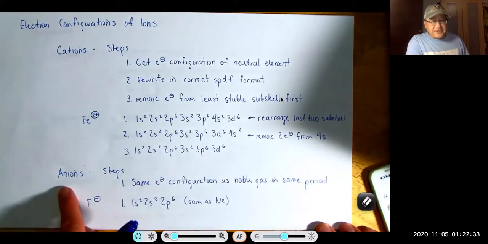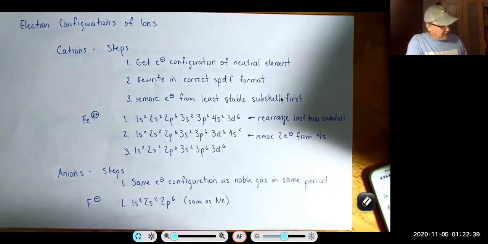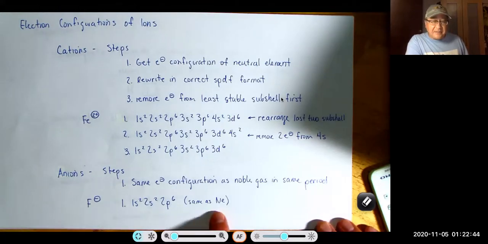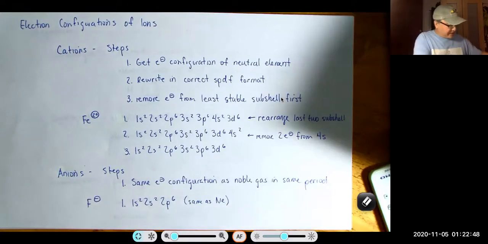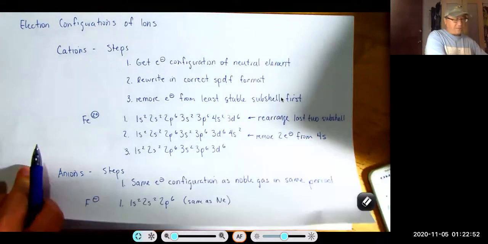Anions. The steps are a lot easier. It's the same electron configuration as a noble gas in the same period. Boom. So F- will be the same as neon because neon's in the same period, which is 1s2, 2s2, 2p6. That's how you get the electron configuration of ions. Very, very straightforward.